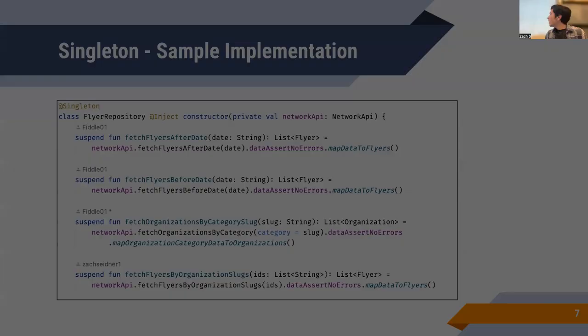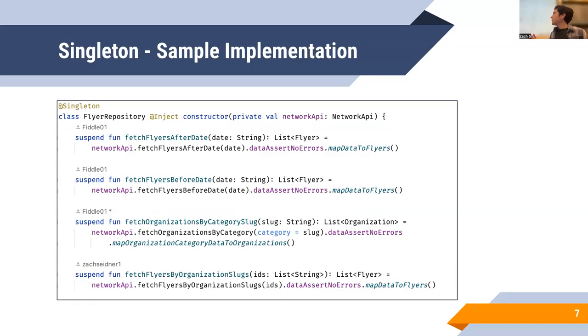So yeah, okay. Here's an example implementation, right? In this case, you can sort of think of this, this one is actually called a repository, but don't really worry about that. You can just think of it as our network API example. So we have this flyer repository, right? This is actually code I wrote for Volume. So we have this flyer repository, which is an object.